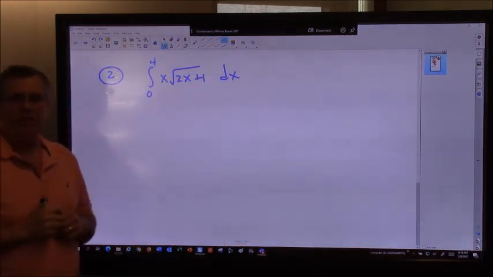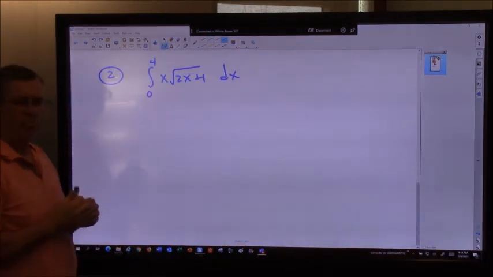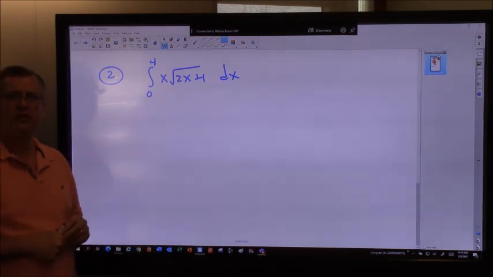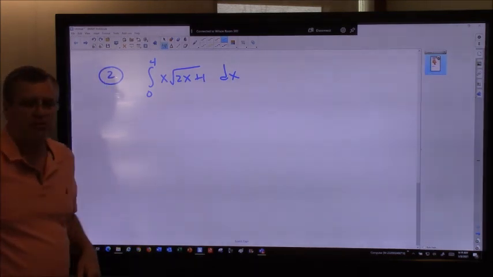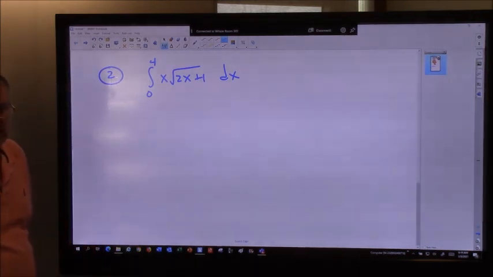All right, let me have you guys go ahead and try this one. It's pretty similar to the last one we did. This is square roots in a different spot, but you guys go ahead and give this a shot. Okay?